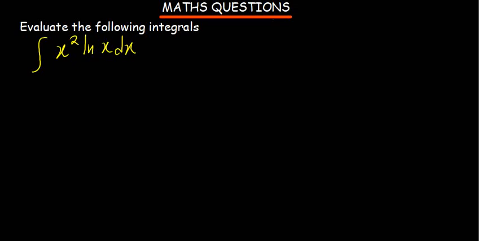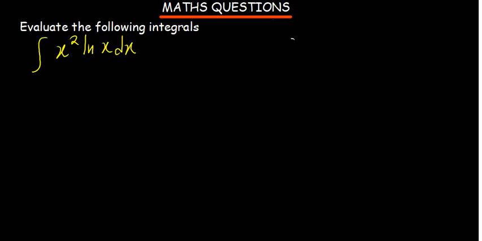Alright, evaluate the integral x squared natural log of x dx. Now there are two methods that we can use to work out an integral like this one. We can't use u substitution because if we do, nothing is going to cancel out. That's the aim of u substitution. So the first one we can use is the tabular method, and that's obviously the simplest.